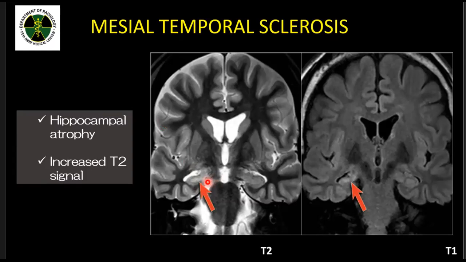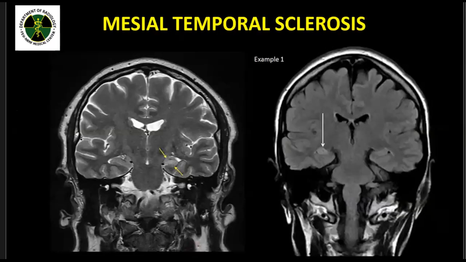So here's the hippocampus part. Okay. So there's atrophy, which means it has become small, decreased in size. Besides that, there's increased T2 signal. Always compare.